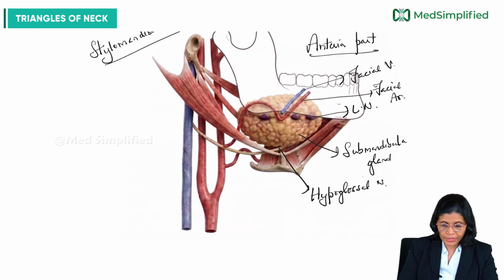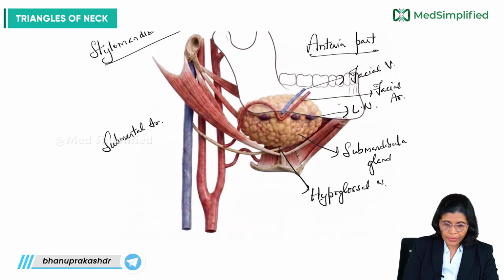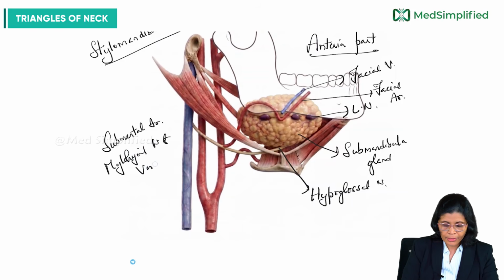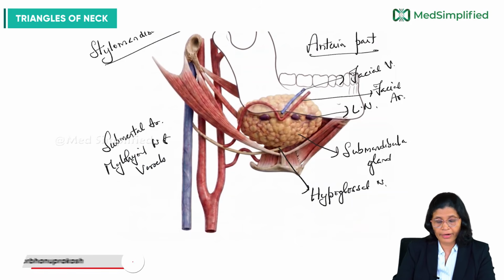In addition to that, we also see the submental artery, as well as the mylohyoid nerve and vessels. So these are the contents in the anterior part of the triangle. Okay, so in the anterior part of the digastric triangle, we see these.